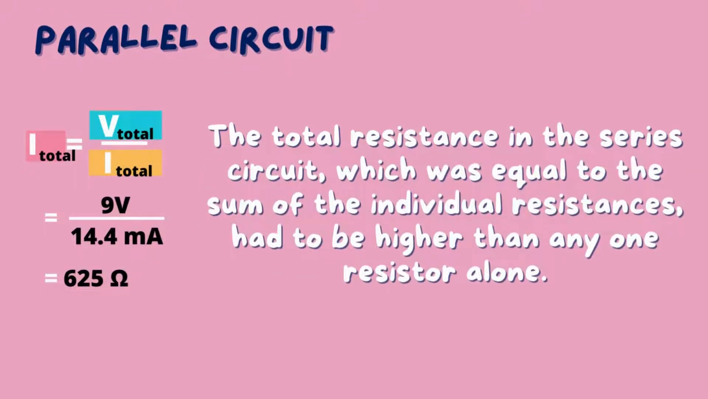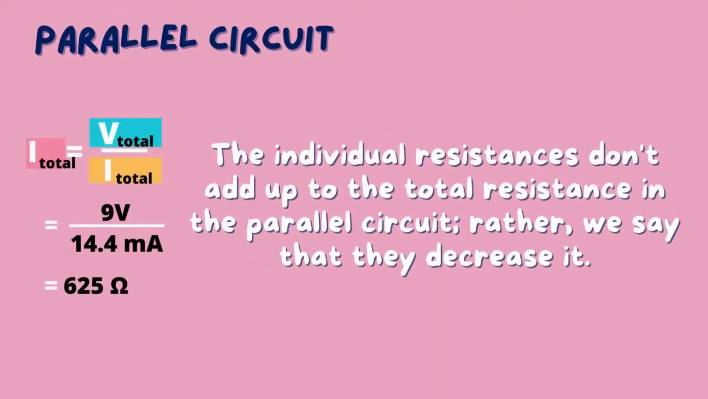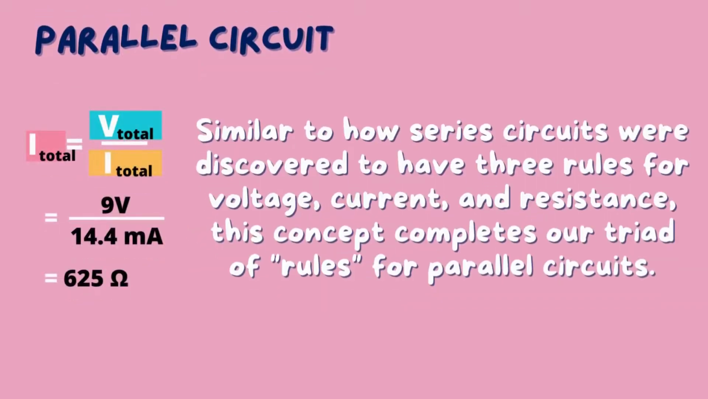The total resistance in the series circuit, which was equal to the sum of the individual resistances, had to be higher than any one resistor alone. The individual resistances don't add up to the total resistance in the parallel circuit; rather, we say that they decrease it. Similar to how series circuits were discovered to have three rules for voltage, current, and resistance, this concept completes our triad of rules for parallel circuits.